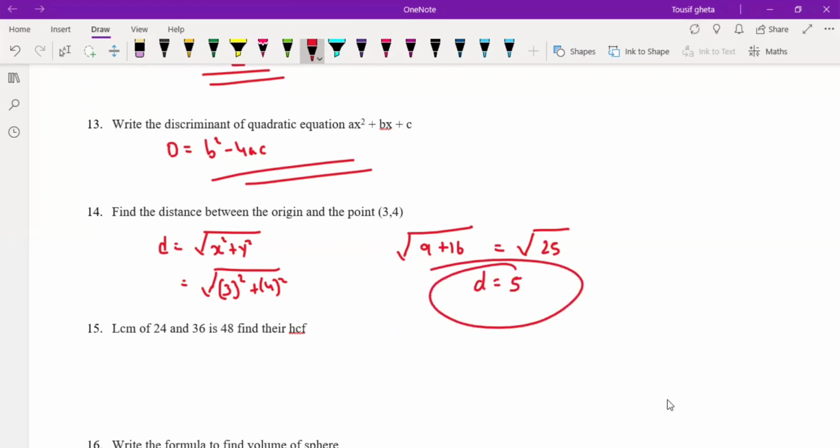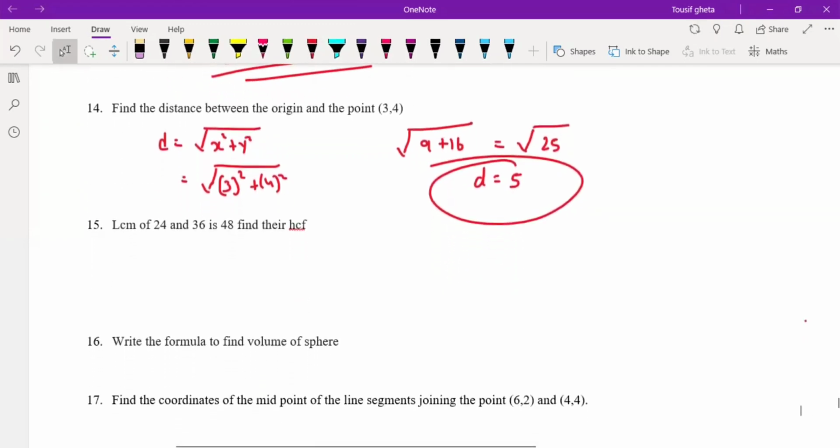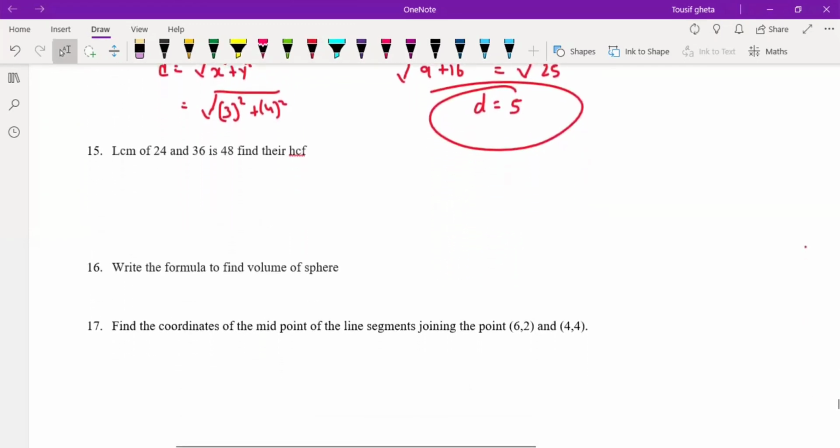The next one, they're saying the LCM is given, and they're asking us to find the HCF. Okay, so we have a relation between the LCM and HCF. What's the relation? Let's see. LCM into HCF is equal to A into B.